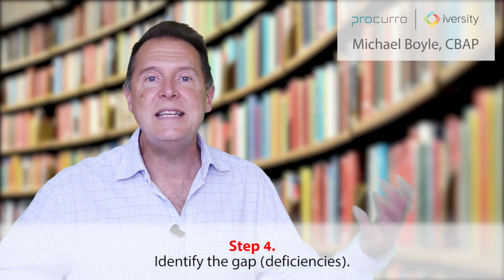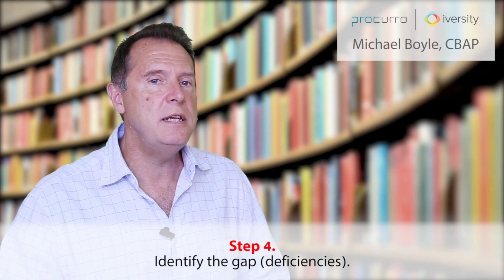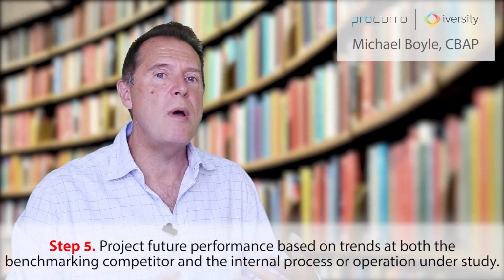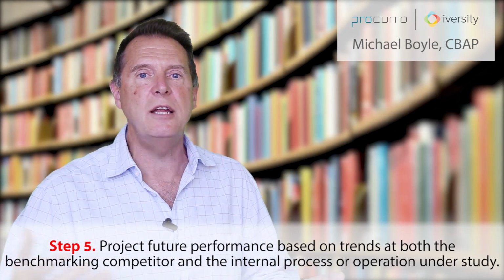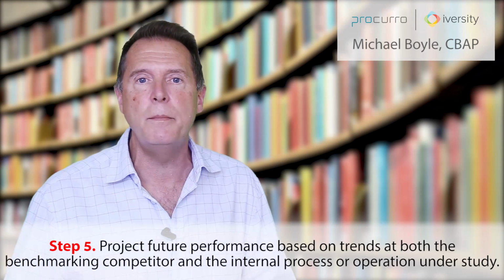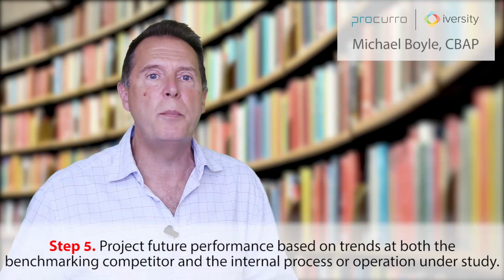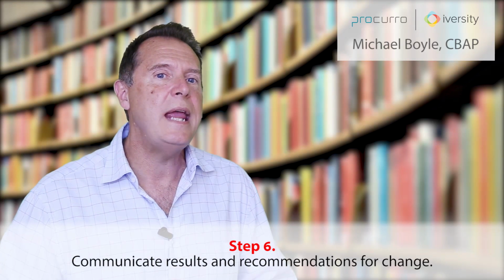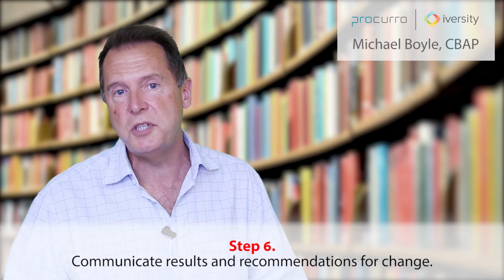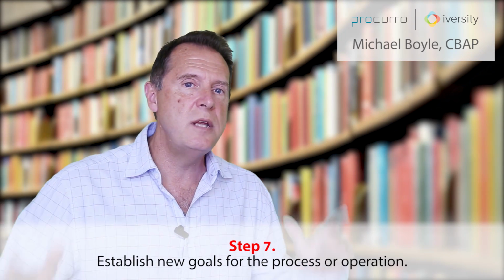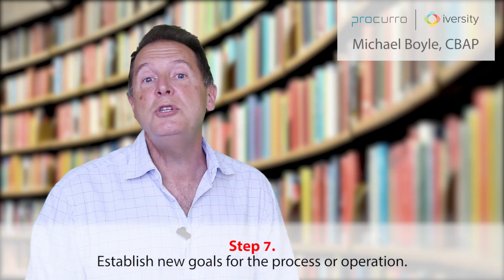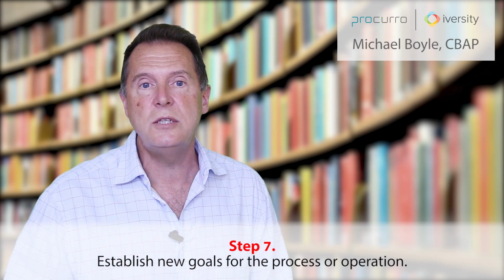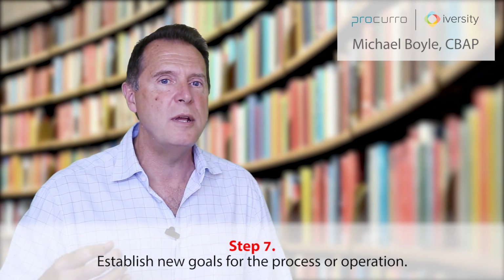Four would be identifying the gaps or the deficiencies. Number five would be project future performance based on trends at both the benchmarking competitor and the internal process or operation under study. Number six would be communicating results and recommendations for change. And number seven would be establish new goals for the process or operations. Sounds like continual process improvement.